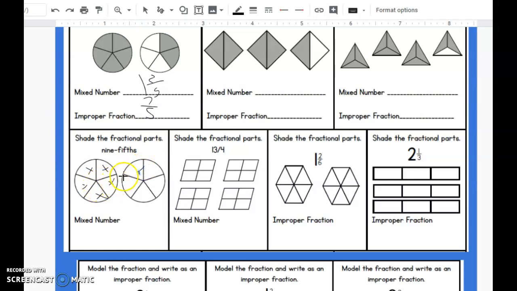So I had 1, 2, 3, 4, 5, 6, 7, 8, 9. Now I can look at my visual and see that 1 whole is colored in and 4/5 of the next one is colored in.